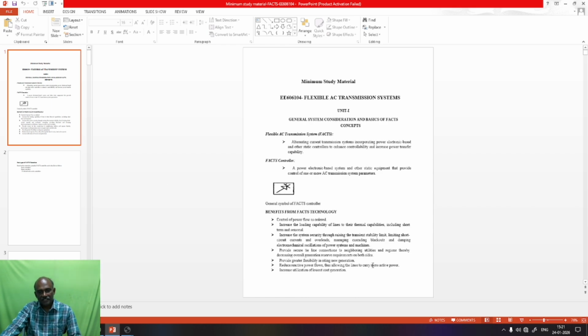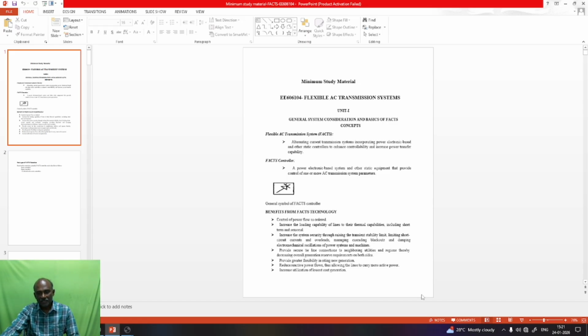The benefits of FACTS technology: control of power flow as ordered. Whether it is real or reactive power, the power flow is controlled by the FACTS devices. It increases the loading capability of lines. So we are extending the lines according to the load requirement. Using FACTS technology, we can increase the capability of lines, and also enhance the thermal capabilities of the system. It increases system security through raising the transient stability limits.